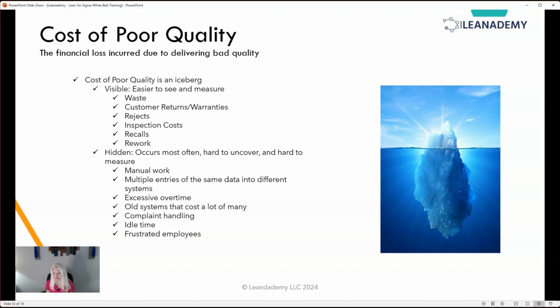Your employees are not doing the best work. So that's one thing I'd like everyone to take away from this part too: when you have frustrated employees, it just leads to all of this.